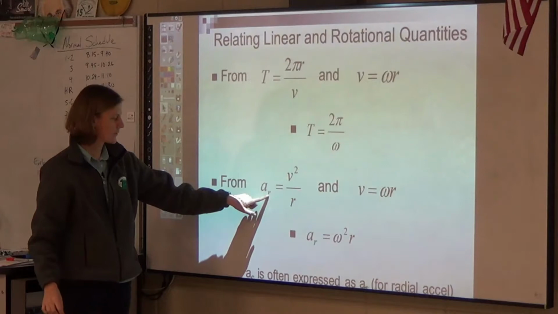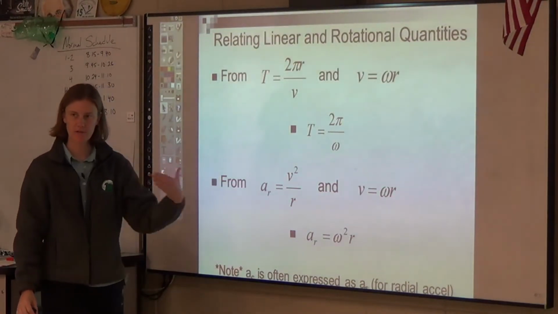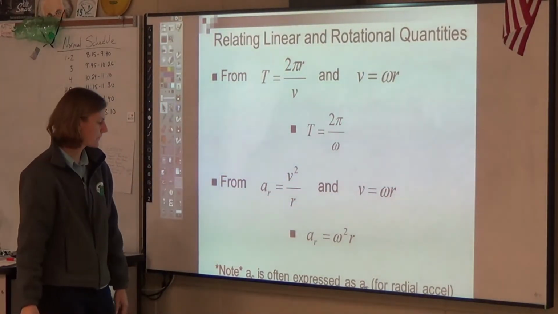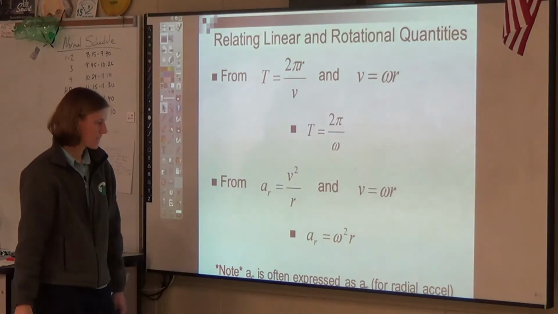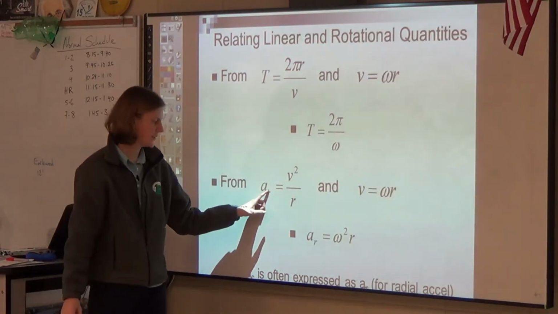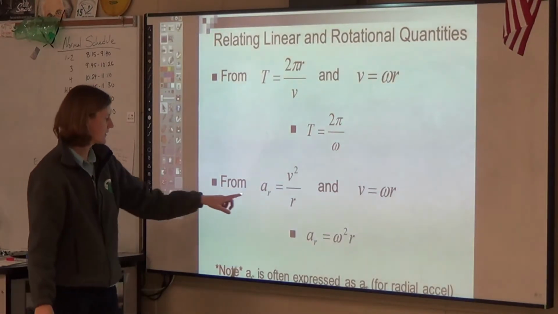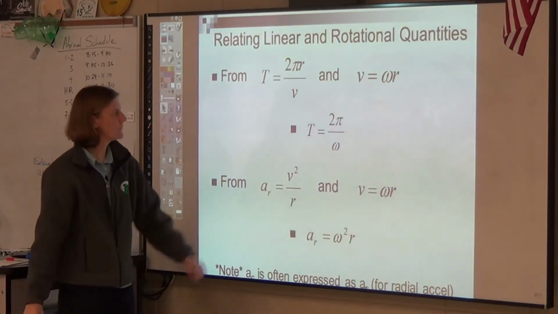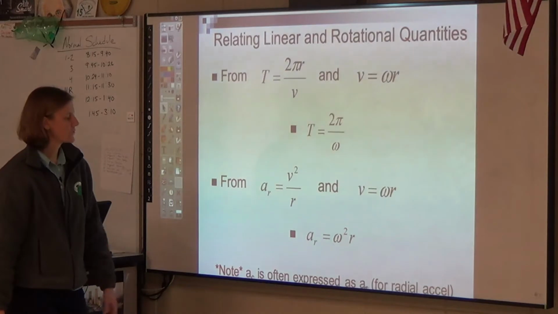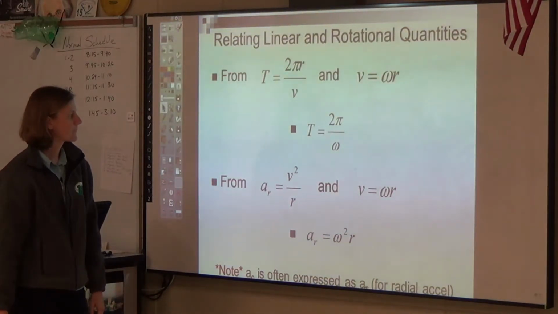Sometimes centripetal acceleration is called radial acceleration, like it points along the radius. So AC and AR are the same thing. I think this chapter kind of switches over to radial instead of centripetal. Same thing though.